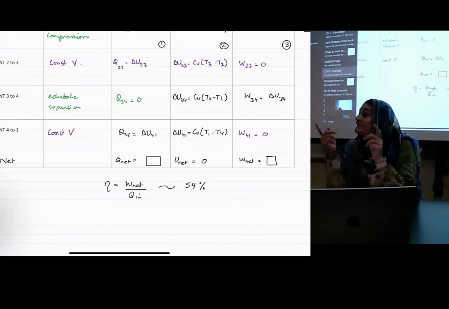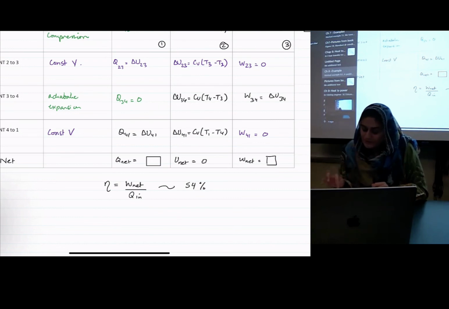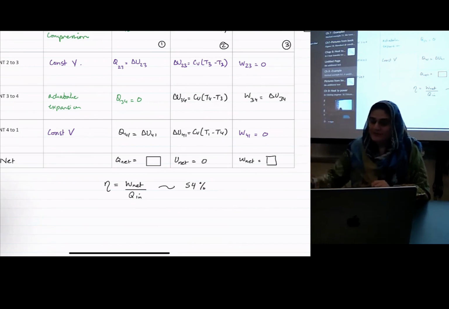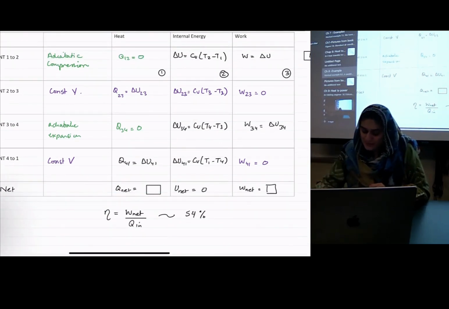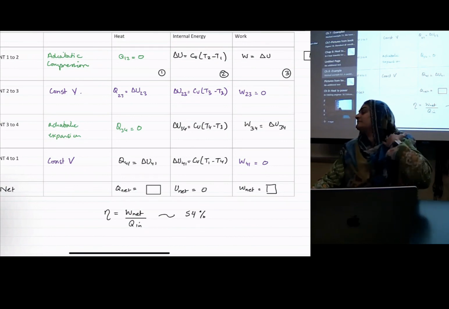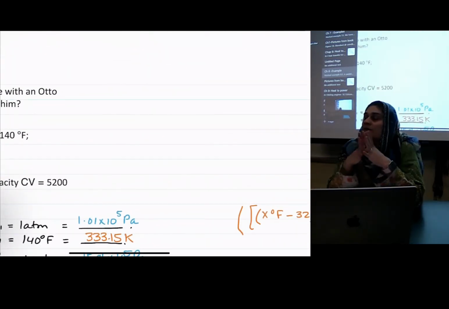Very high. Yes. So Q in would be... no, actually, it'll be Q 2 to 3 and Q 4 to 1. Remember? So you add those two numbers together. And the same thing with W net. It will be 1 to 2 and then 3 to 4. So add those two numbers together. Woohoo! We're done.